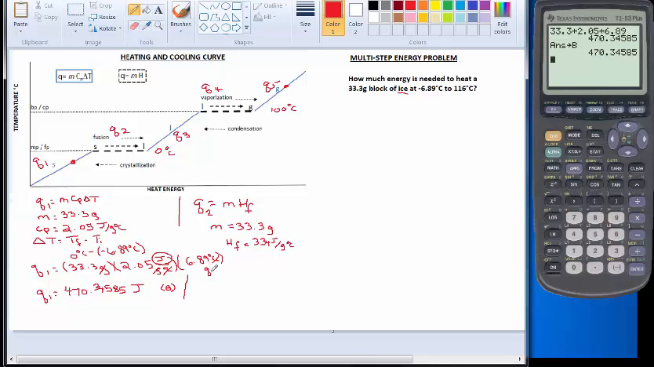So Q2 is equal to 33.3 grams times 334 joules per gram degree Celsius.